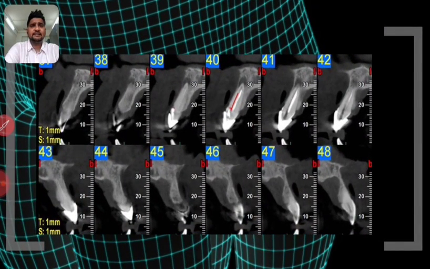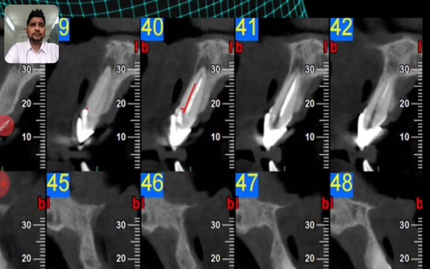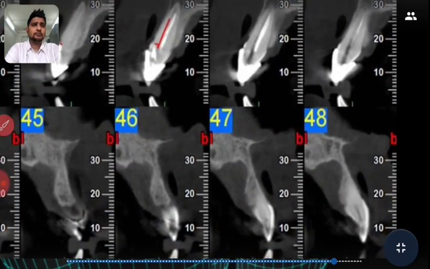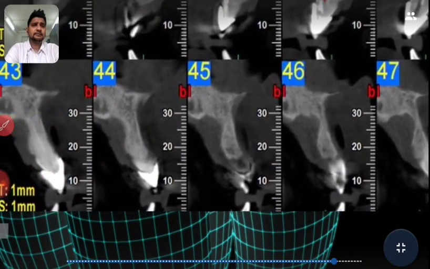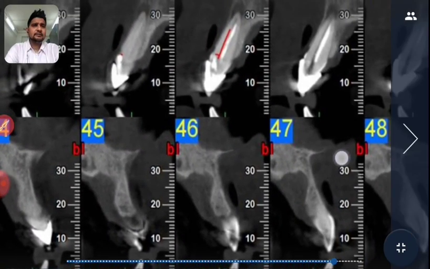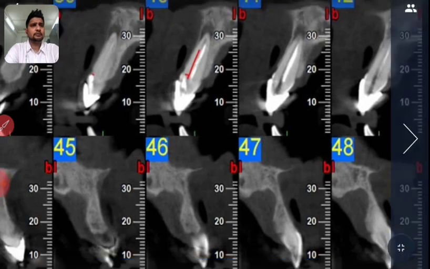Then I advised the CBCT. And what I discovered on CBCT was something amazing. So there was a lesion for sure. There was a lesion here. But also there was a cyst. A non-odontogenic cyst. See how big it is. It has eaten up the whole palatal bone.